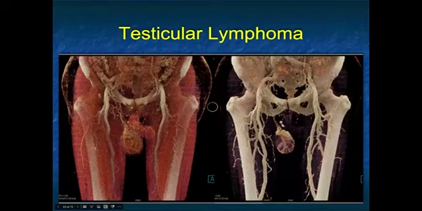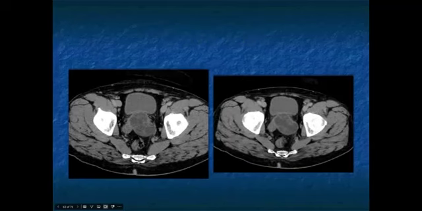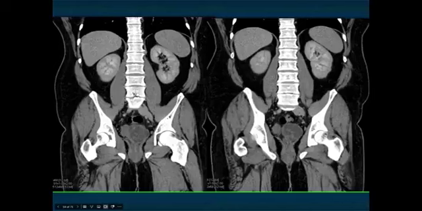This patient, as the wheel of fortune spins, has a mass, but this is in the seminal vesicle. It's large and it's cystic. The right seminal vesicle looks fine. It's the left. It's above the prostate, as you can see in the coronal views.